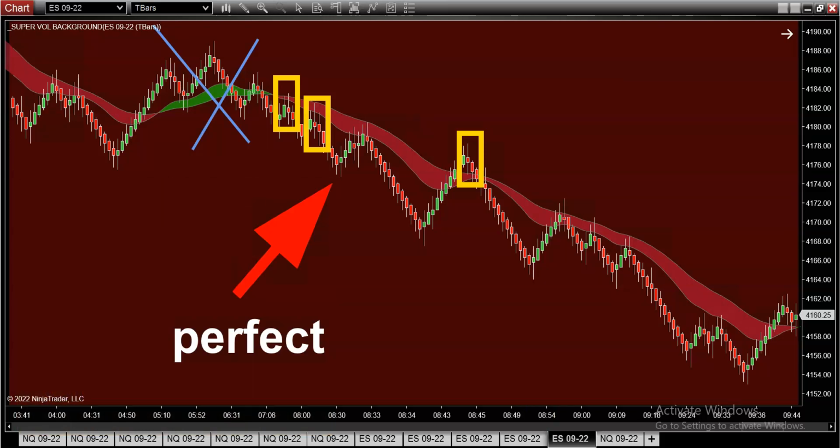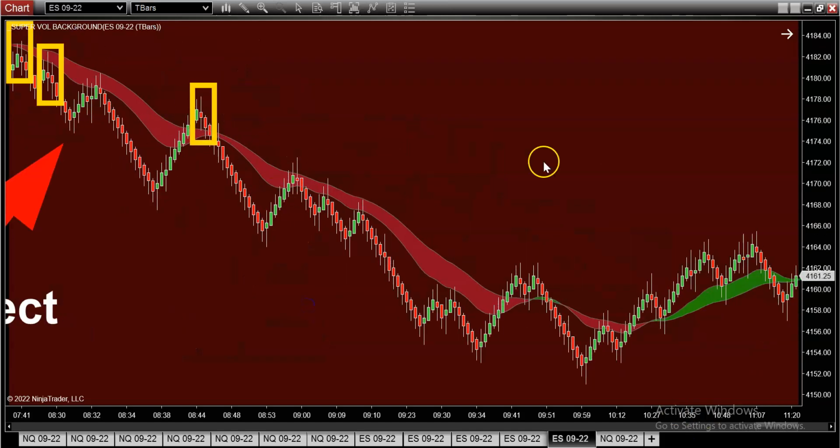Isn't that interesting? How perfect these retracements were. All of them met our conditions. Red bars against red color band against the red background. Okay, now let's keep going. What if you were too lazy to trade the morning session?